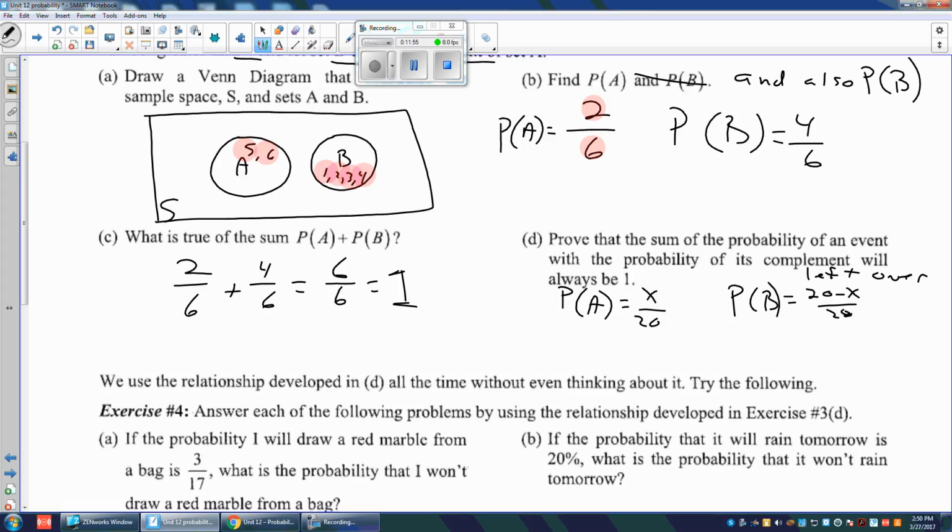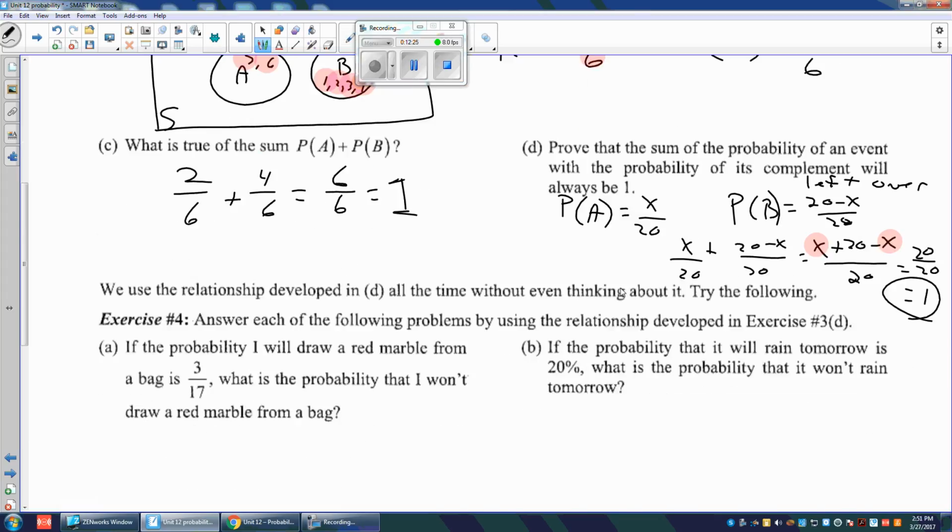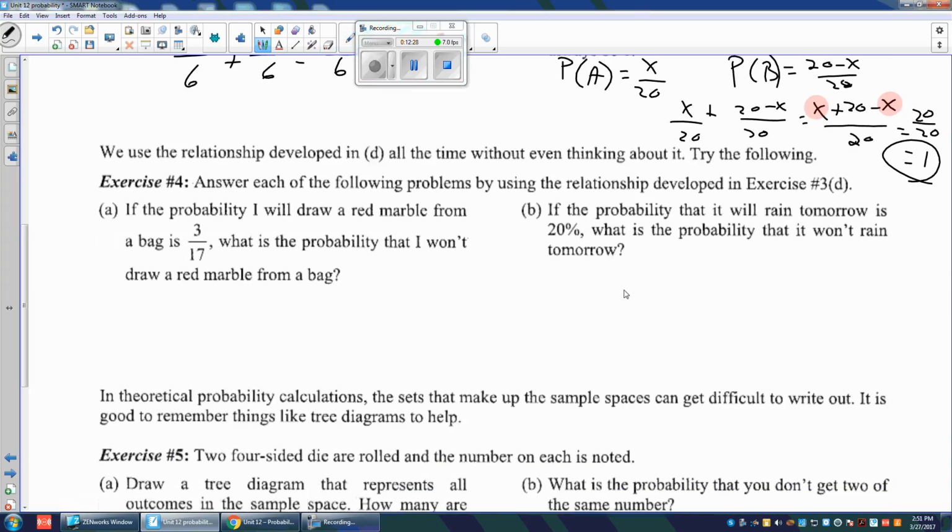Now add them together. X over 20 plus 20 minus X over 20 equals X plus 20 minus X over 20. What happens to those two? They cancel each other out. You have 20 over 20, which is just 1. Beautiful. We use this relationship, the fact that they have to add up to 1, all the time without even thinking about it. Try the following.